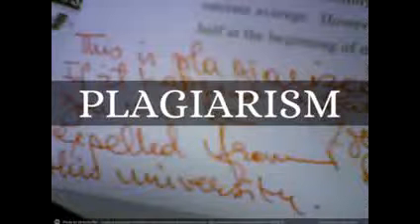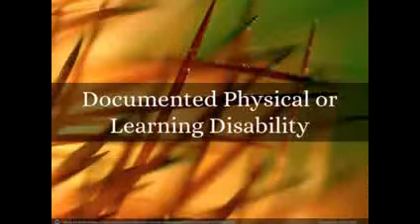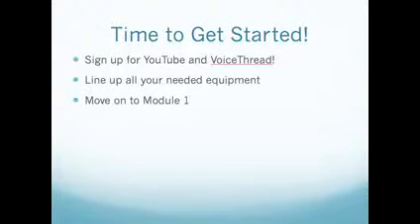Of course, you may not plagiarize in the course. If I determine that your speech has been plagiarized, that you are using someone else's speech as your own, or using content that you're not citing a source for, then you'll receive an F on that assignment. If you have a documented physical or a learning disability, please let me know. So let's move on to Module 1.